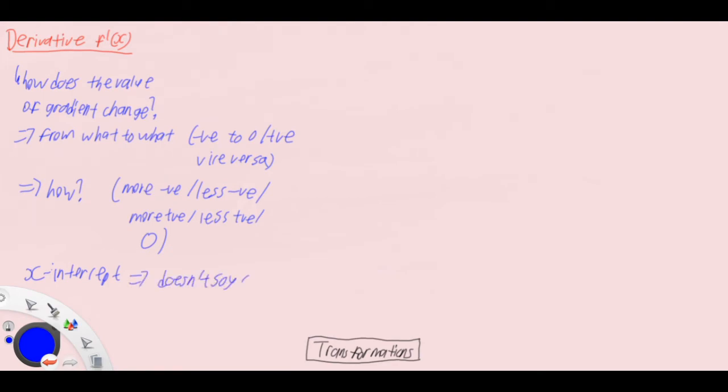X-intercept basically doesn't say anything, all right? It is only the turning point that tells you that, hey, the gradient is 0.